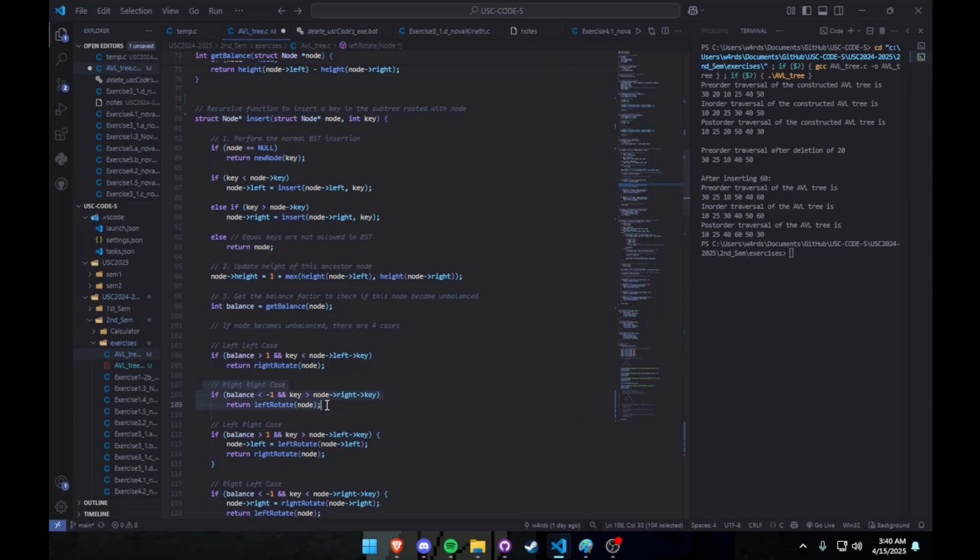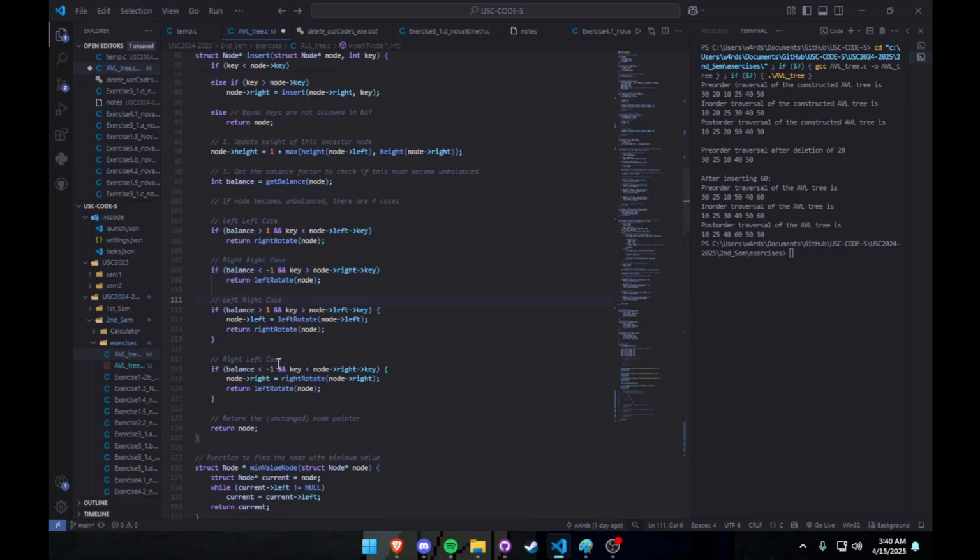Now there are other cases, right? The left right case and the right left case. It's basically also the same thing. So if it's the left right case, the balance must be greater than 1, and then the same security key as well, just making sure. And then node to the left is going to be equal to left rotate, whatever is returned by this. And then after that, return right rotate node. So it's going to rotate with the node.